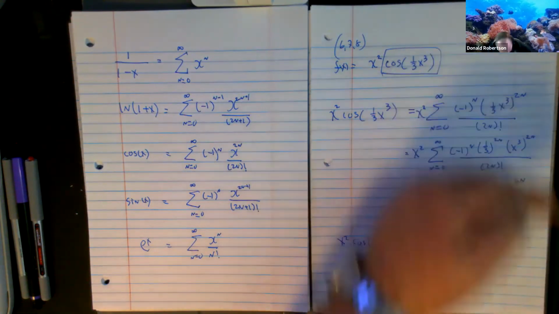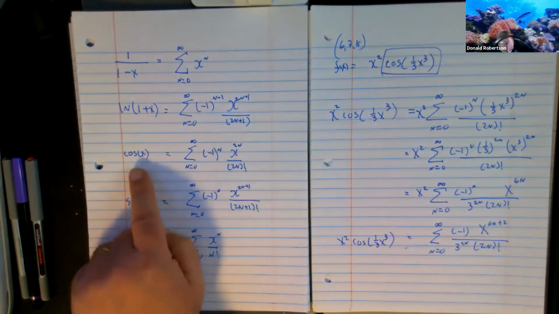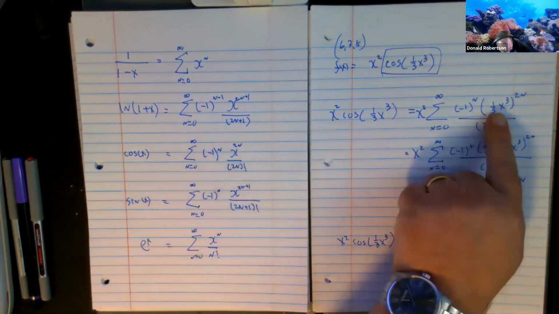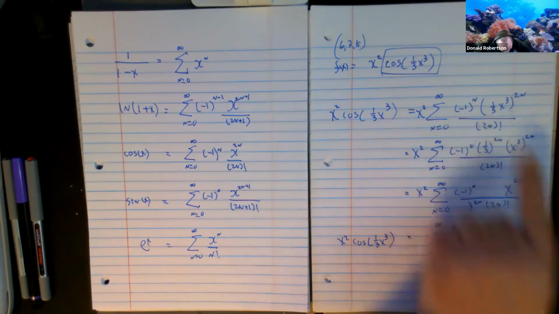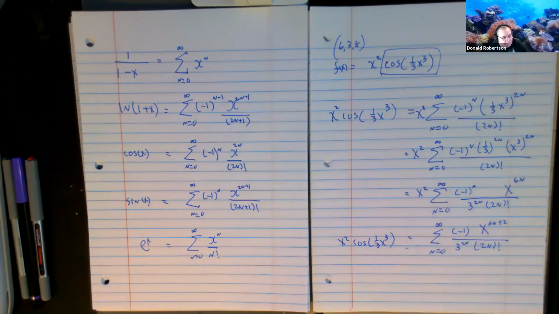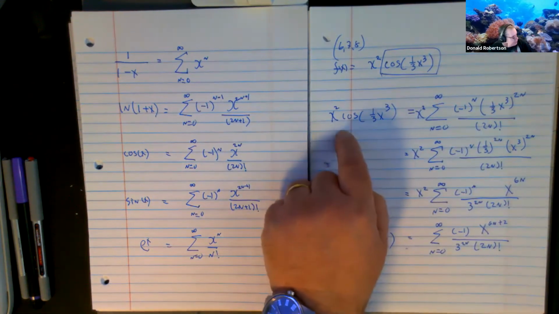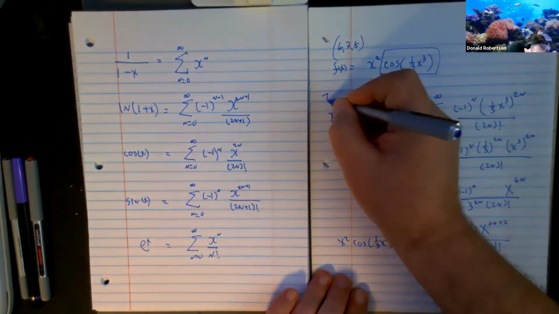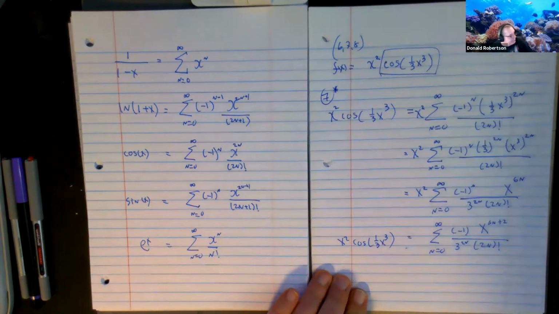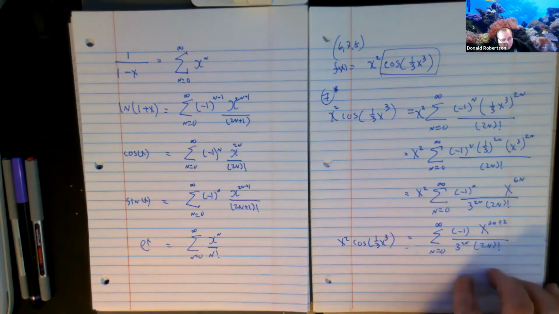Does it have a flow to it that you feel comfortable with? Take the cosine, replace the x with, in this case, 1/3 x cubed. Make it look pretty. And you're done. That particular question is very similar to number 7. Are we good?